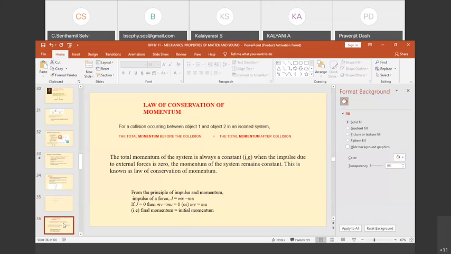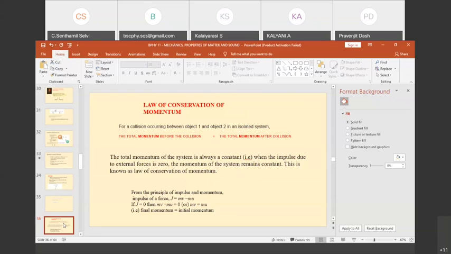So impulse is over. Next we are going for the law of conservation of momentum. In this class we cannot complete the topic. There are some questions on this part, so I'll say the law. Next class we will continue. So what is the law of conservation of momentum?